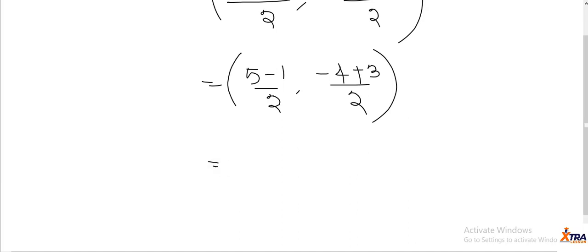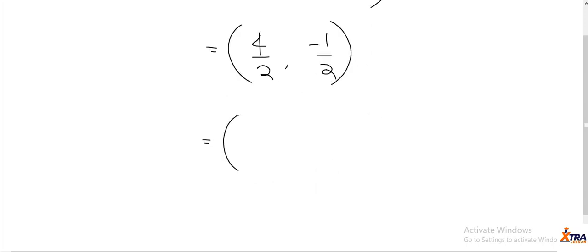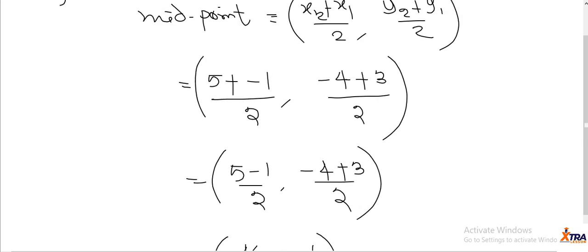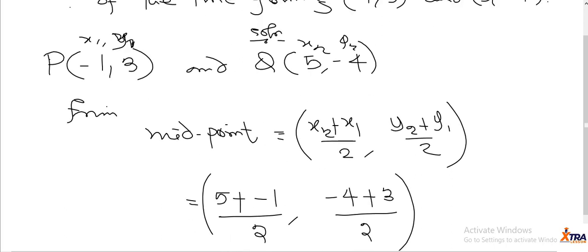Which is equal to 4 over 2, -1 over 2. So we can cancel, we're having 2 here, we're having 2, giving 2, -1 over 2. So that is the midpoint between the two locations, or the two points P and Q.